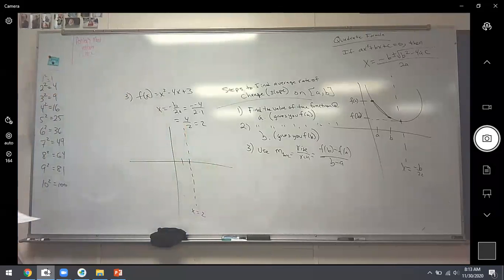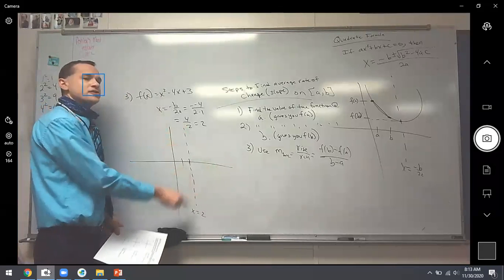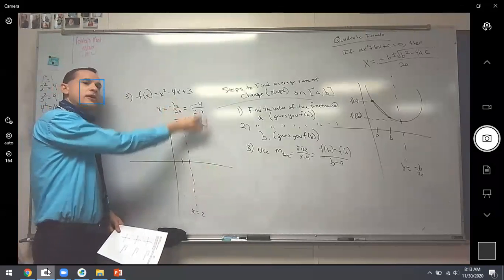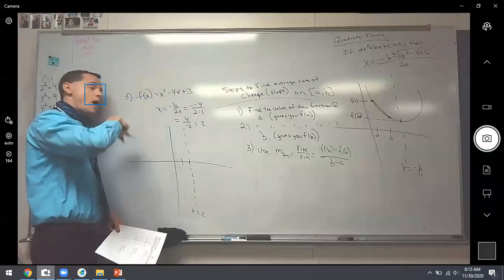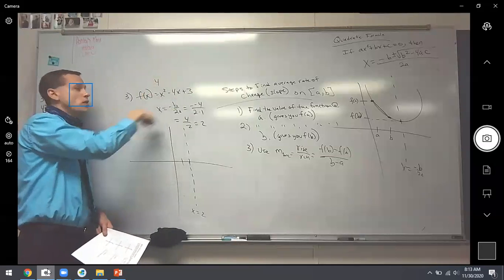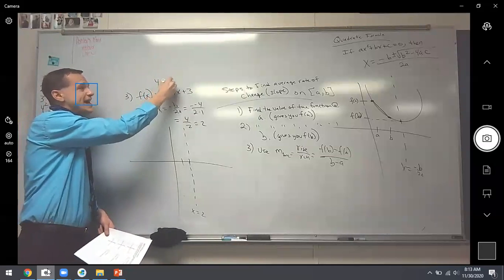Now, vertex. The nice thing about the vertex is you already know it's somewhere on this line. The question is what y coordinate. So you have to take the x and plug it back in to get out the y. If you plug 2 in here, 2 squared is 4, right? 4 times 2 is 8, right?